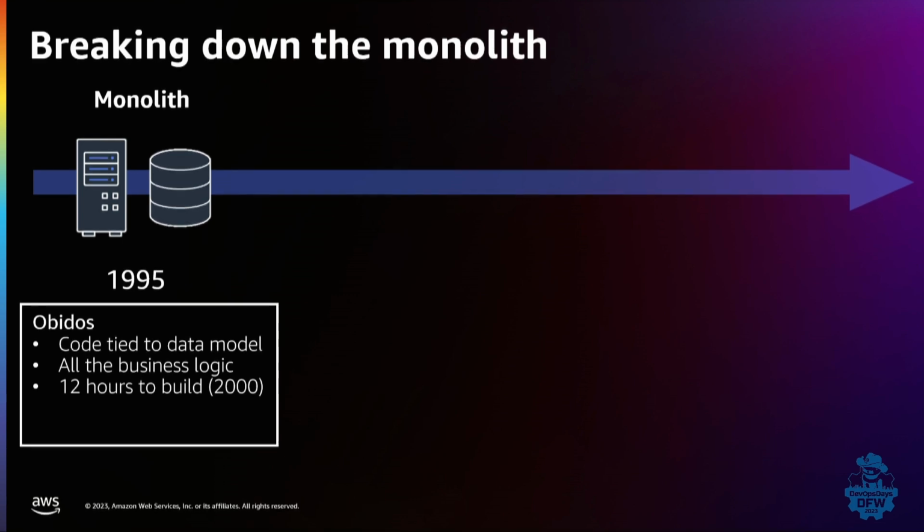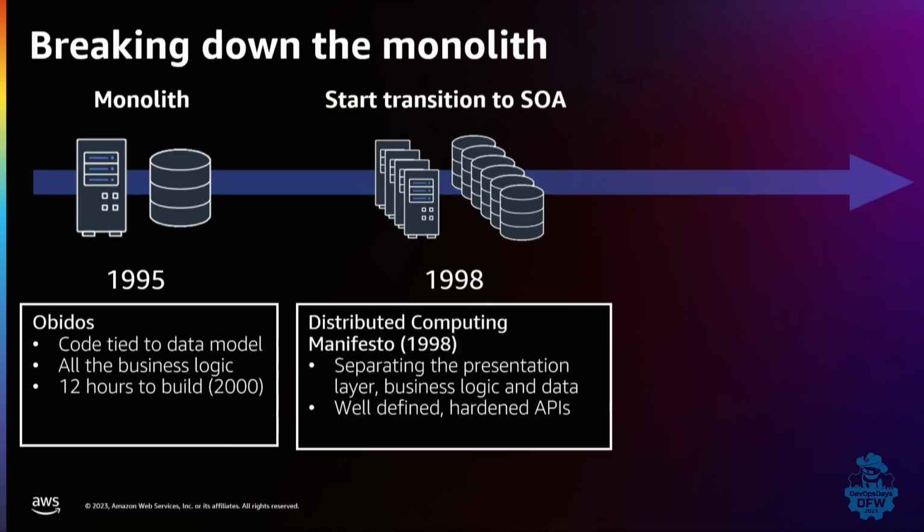And I found a page from 2000 that was telling folks how to build Obidos, the big monolith, on their own dev box for testing. You made a change, you want to test it. Took 12 hours to build. Okay, so that's not tenable, that's not going to work. So let's fast forward a little.